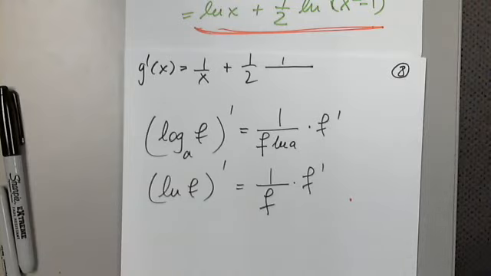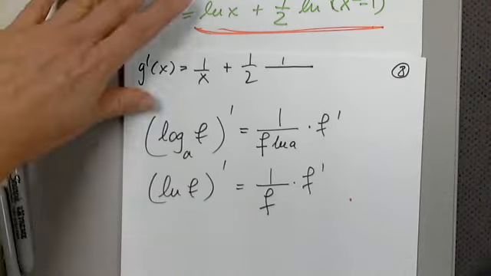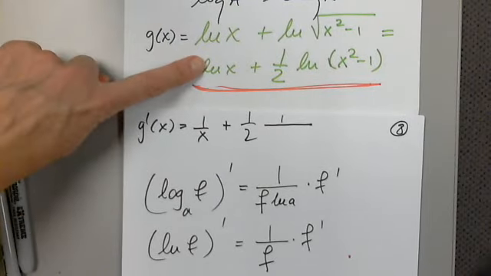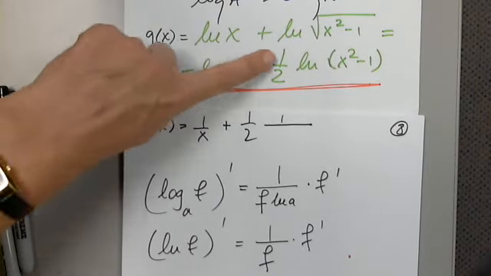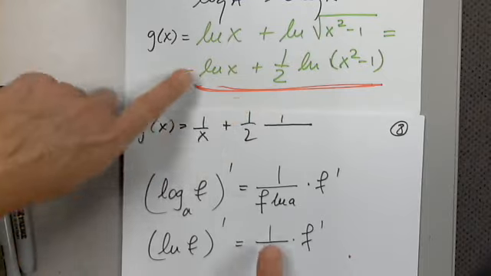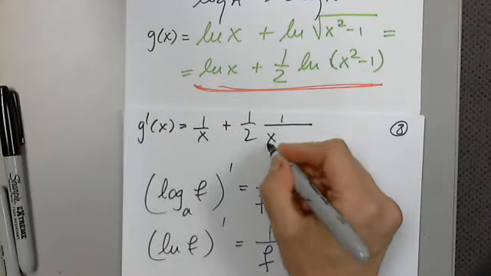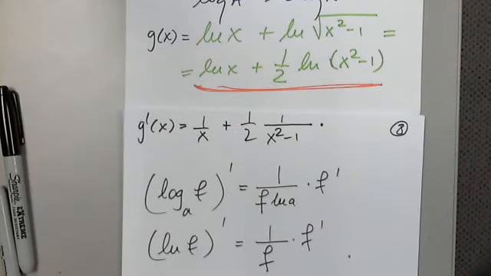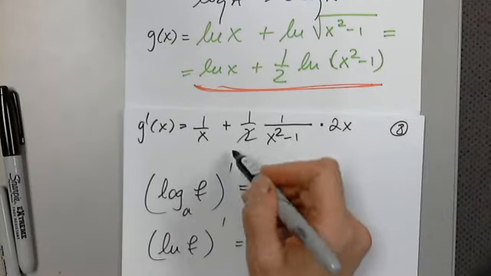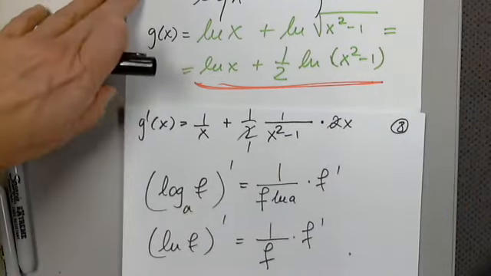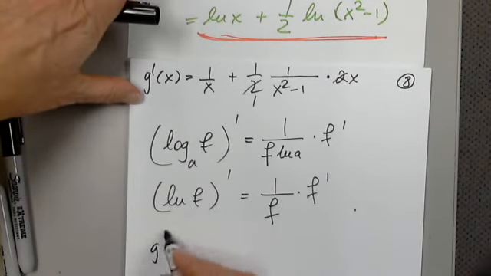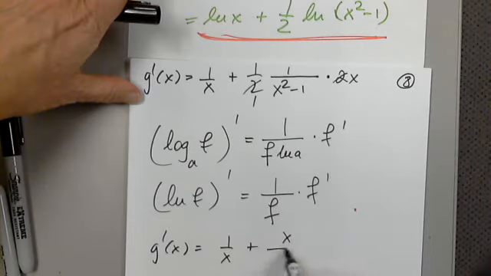So now I think we're ready to finish this one up. So natural log prime is 1 over x plus 1/2 times, very good, times 2x. So these 2 will go away, 2 with 2. So I'm going to simplify it a little bit. So this is 1 over x plus x over x squared minus 1.